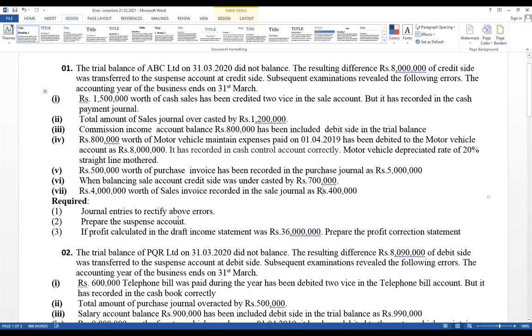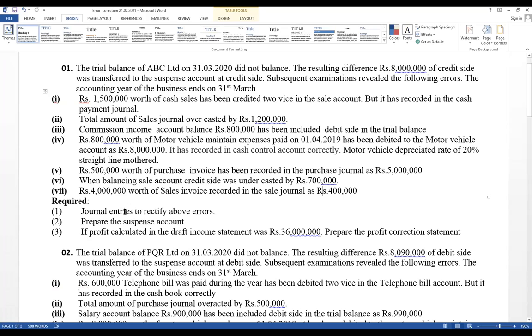Think about the first requirement: double entry, they ask for correction of errors. You have to prepare the general journal for that and prepare the suspense accounts. It has given the suspense account balance, and they also ask for the profit calculated in the draft income statement. This is the profit already calculated. There's a profit correction statement. There are 3 requirements. Right, those are the things you have to know under this lesson.